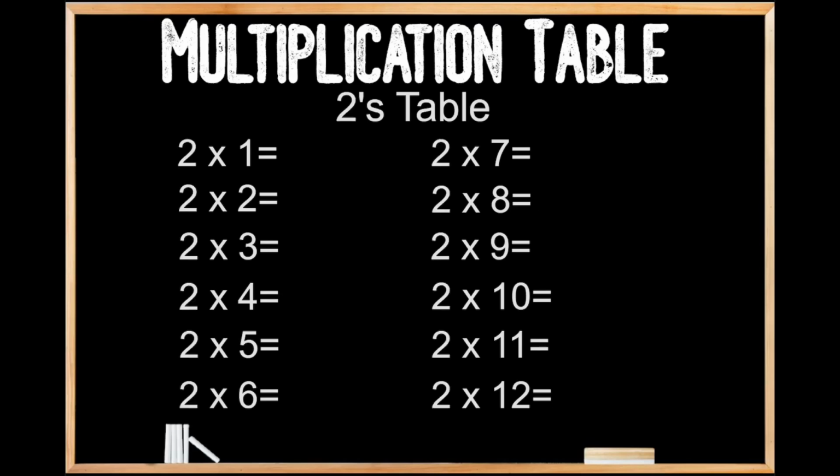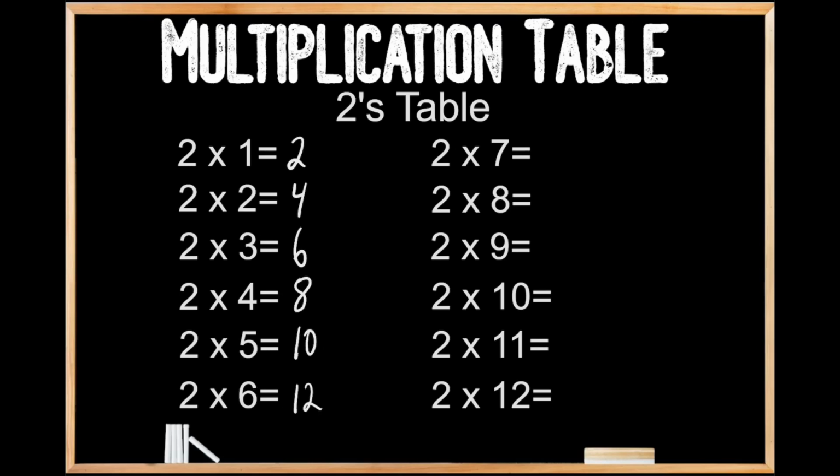Twos table. 2 times 1 is 2. 2 times 2 is 4. 2 times 3 is 6. 2 times 4 is 8. 2 times 5 is 10. 2 times 6 is 12.